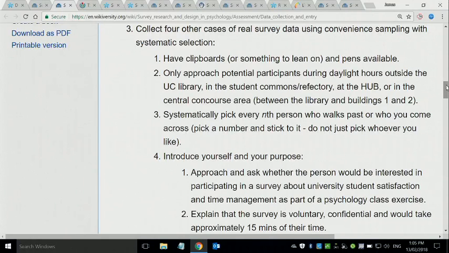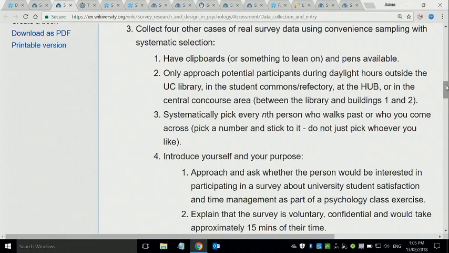It's helpful to have some sort of clipboard or something for people to lean on, and we want you to go out onto the main concourse area during daylight hours. So we don't want you jumping out from behind pillars on people at night, getting them to do a survey. You can either go into the student refectory area or the general concourse hub area, or you could approach people coming out of the library, for example. But we don't want you scurrying off into student dorms and things like that.